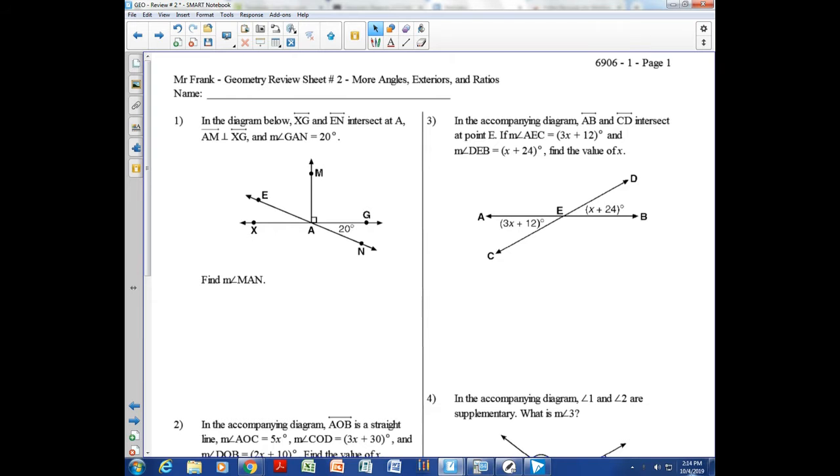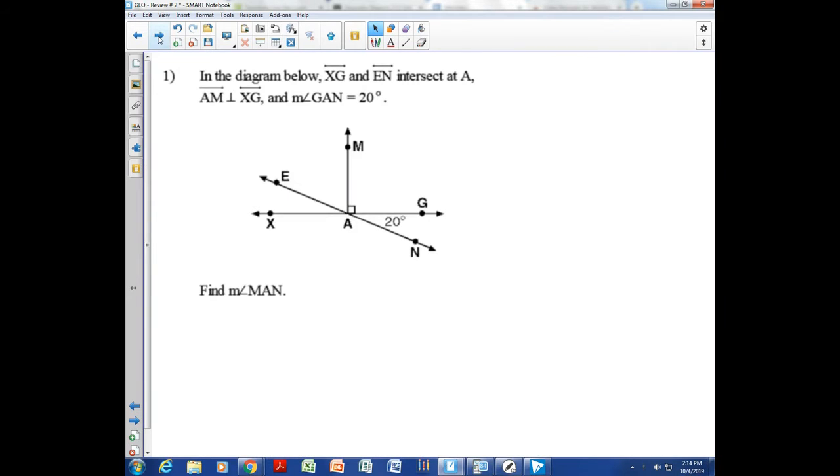Geometry review sheet number 2. More angles, exteriors, and ratios. Here we go. Question number 1.